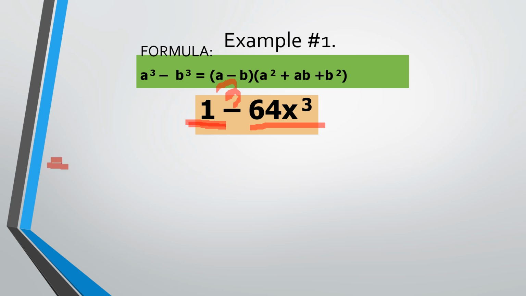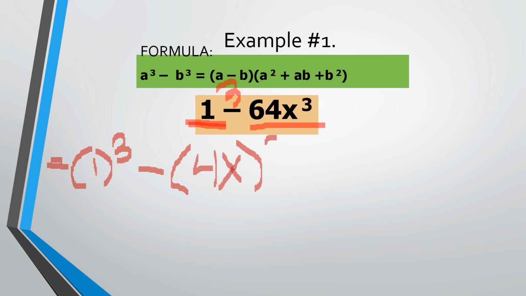Now, we know that the cube root of 1 is 1. Close it and raise it to the power of 3. Minus, we have here 64x cubed. The cube root of 64 is 4, and the cube root of x cubed is x. Close it, raise it to the power of 3. So this will be our a, and this will be our b.